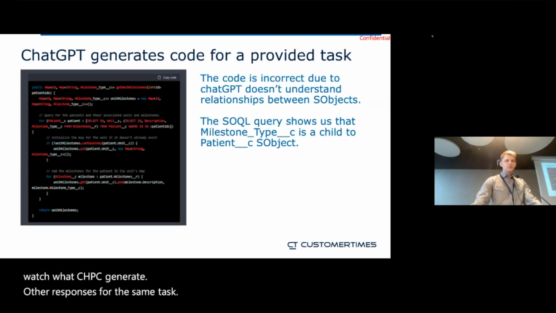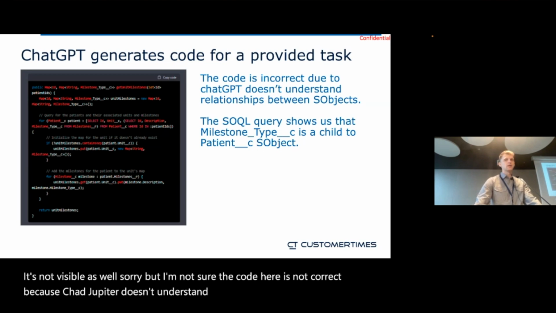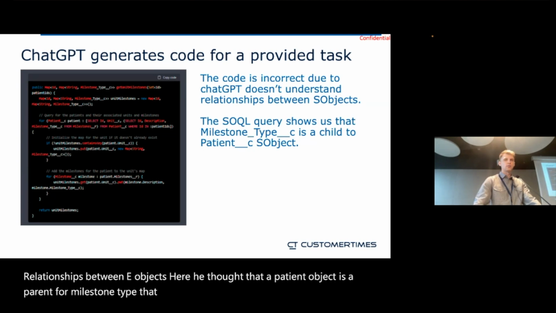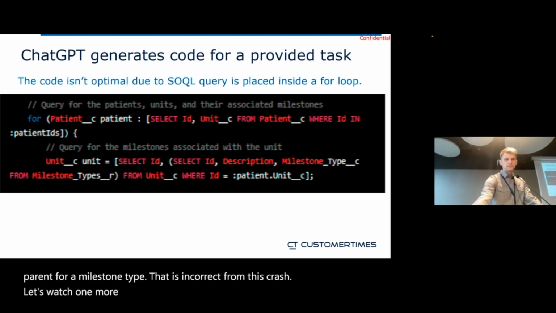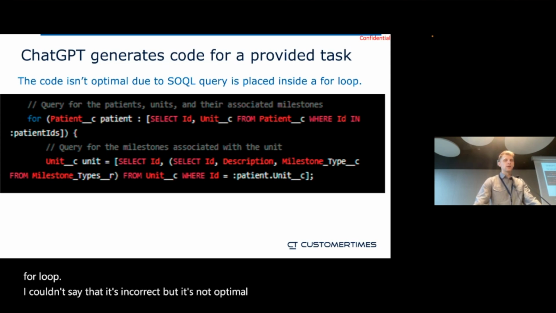It's not visible well either, sorry, but in a nutshell, the code here is not correct because ChatGPT doesn't correctly understand the relationships between the objects. Here, it thought that the patient object is a parent of the milestone type. That is incorrect from the start. Let's watch one more response regarding this task. Here is a response where ChatGPT puts a so-called query inside a for loop. I can't say that it's incorrect, but it's not optimal because it doesn't follow best practices.